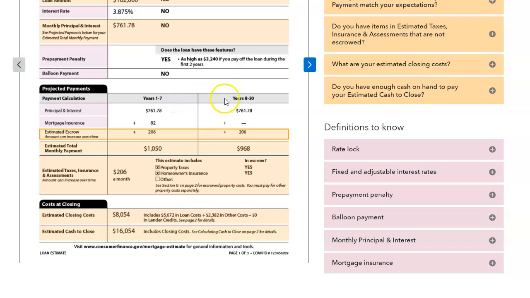And then it goes years 8 through 30. The reason this is on here is because the estimate is that after 7 years, the mortgage insurance will no longer be a part of this loan. This will probably be different, but they don't have any way of knowing that. And then your payment goes down to $968.